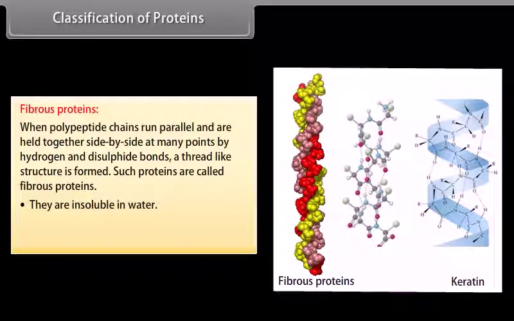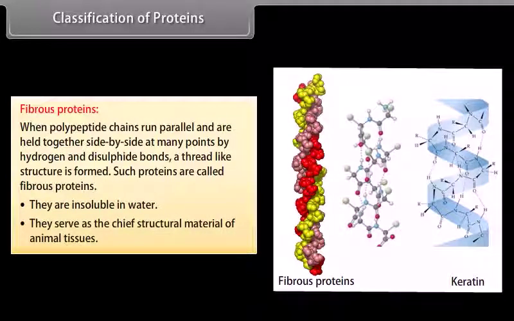Such proteins are called fibrous proteins. They are insoluble in water. They serve as the chief structural material of animal tissues. For example, keratin in skin, hair, nails, horn, and wool.